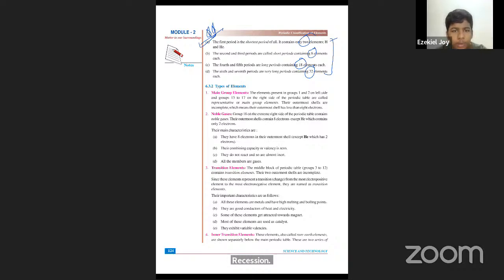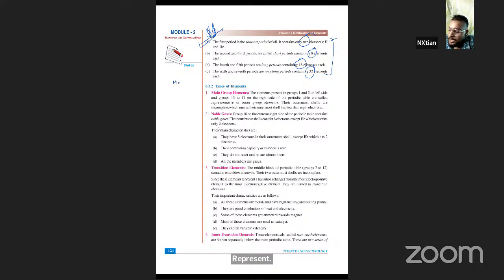The elements present in groups 1 and 2 on the left side and groups 13 to 17 on the right side of the periodic table are called representative elements or main group elements. I represent the main group elements with MG. There are two types of main group elements: first is alkali metal, and the second one is metalloid and non-metal.